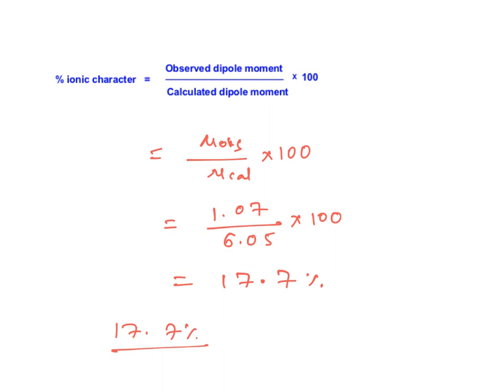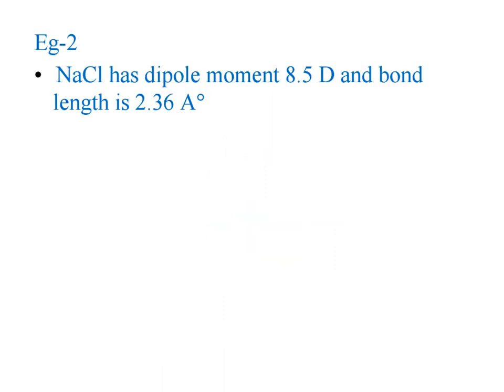Let's take a second example. Sodium chloride has a dipole moment of 8.5 D and the bond length is 2.36 angstrom. Now in the sodium chloride case, you can calculate the percentage of ionic character. You can pause the video and do the calculation.